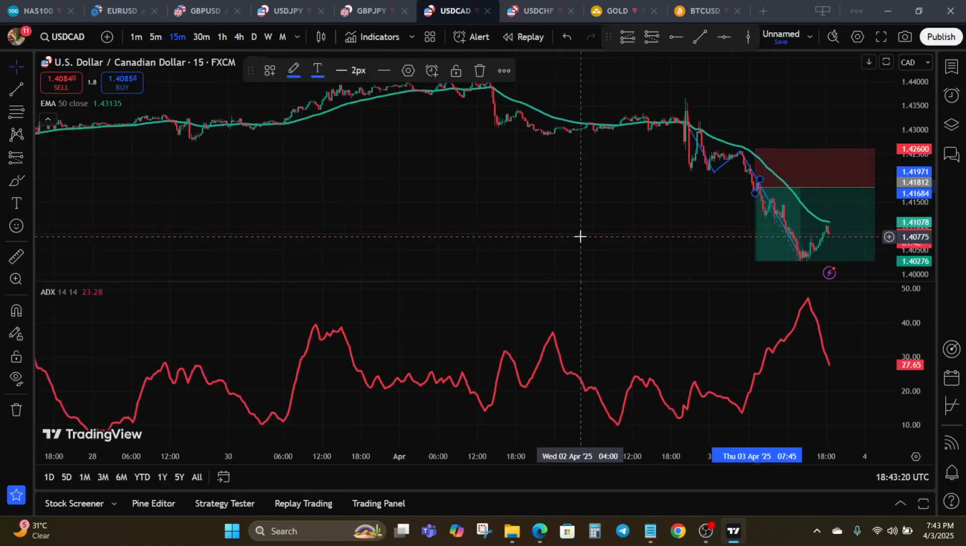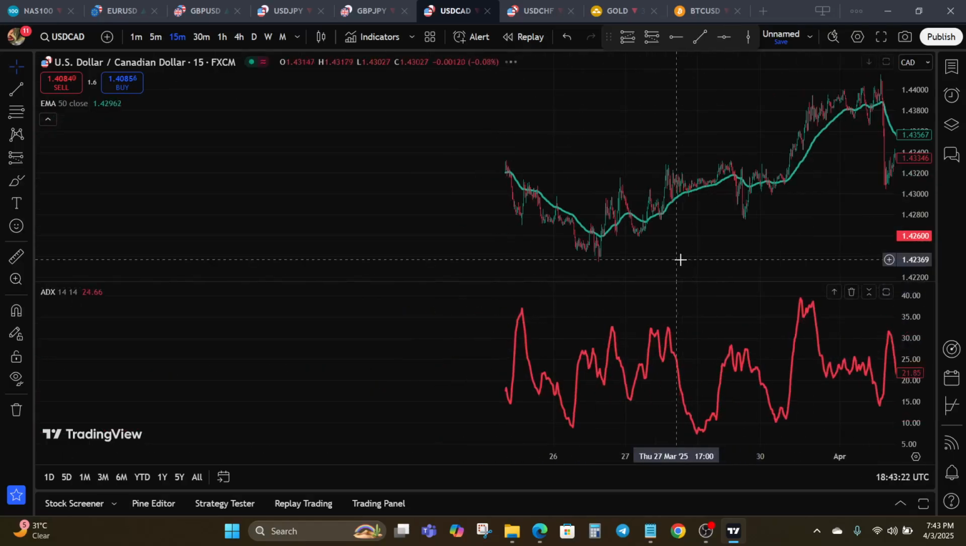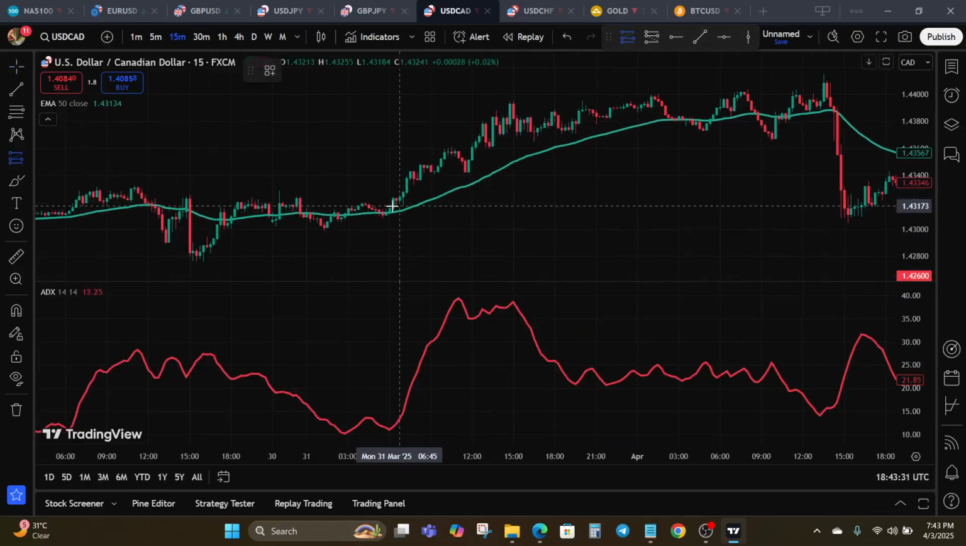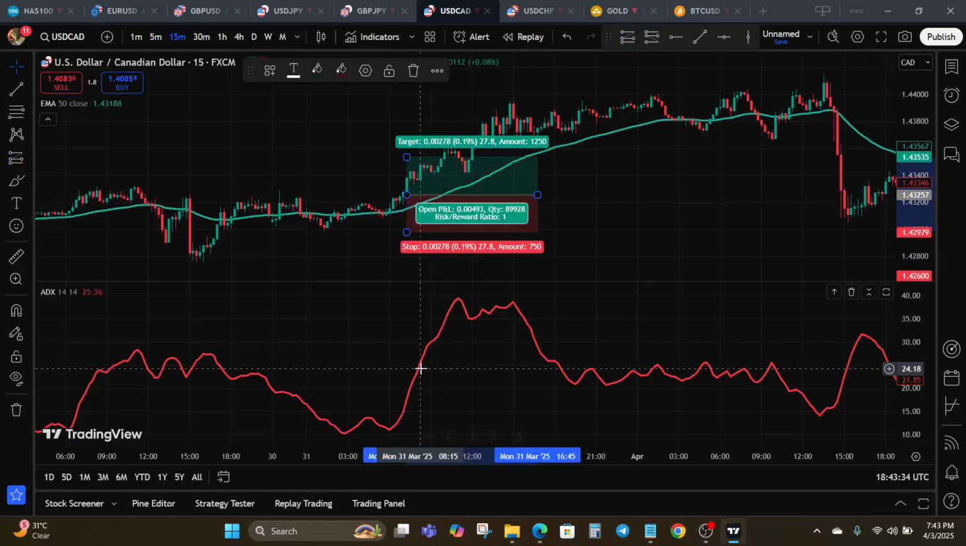You place your stop loss. If it's a buy trade, of course, price should be above the EMA. And then the ADX should confirm it by being above 25. So in that case, this was a good buy opportunity. You can see around here, right?